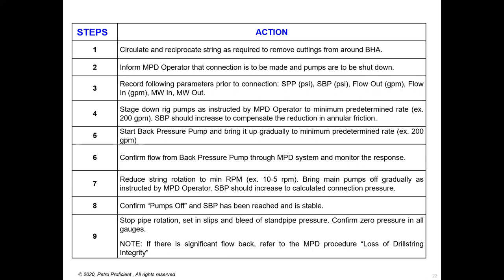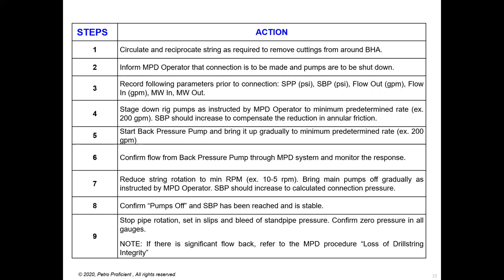So you record your parameters: standpipe pressure, surface back pressure, flow out, flow in, mud weight out. Record all these last parameters prior to connection. Then stage down your pumps as instructed by the MPD operator to a minimal predetermined rate, that is 200 GPM. You don't turn the pumps off immediately, you stage them down. Then start your back pressure pump.